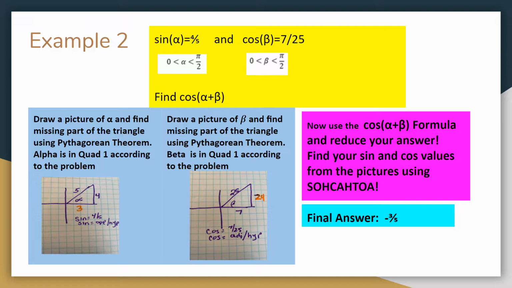So your final answer is -3/5. Did you get it right? Hope so.